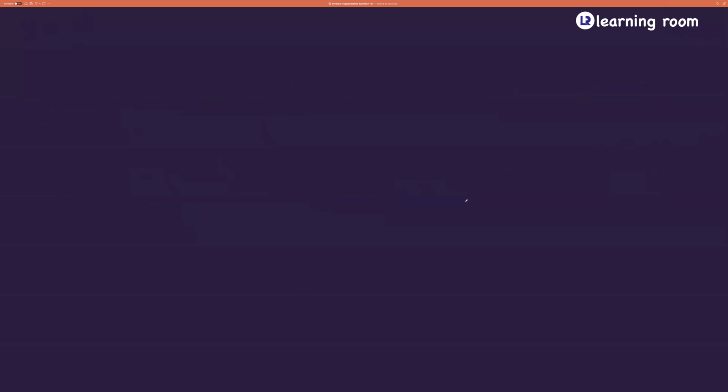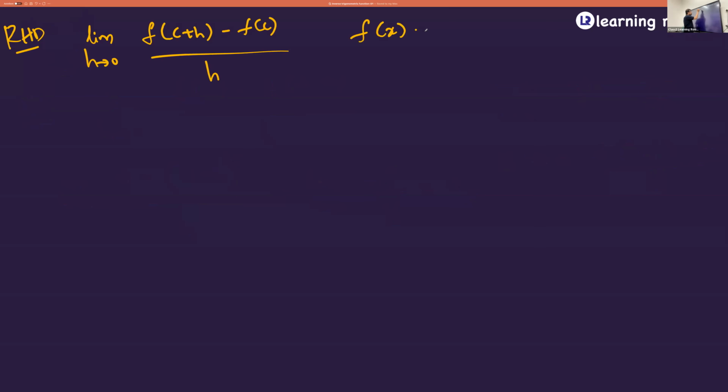So what is the right hand derivative of this function? Limit h tends to 0, f of c plus h minus f of c divided by h. Here f of x is x square and c is 0. Vaishnavi, can you tell me how to do this? In the place of c plus h, what should I do? So 0 plus h the whole square minus f of 0. Correct. 0 divided by h.